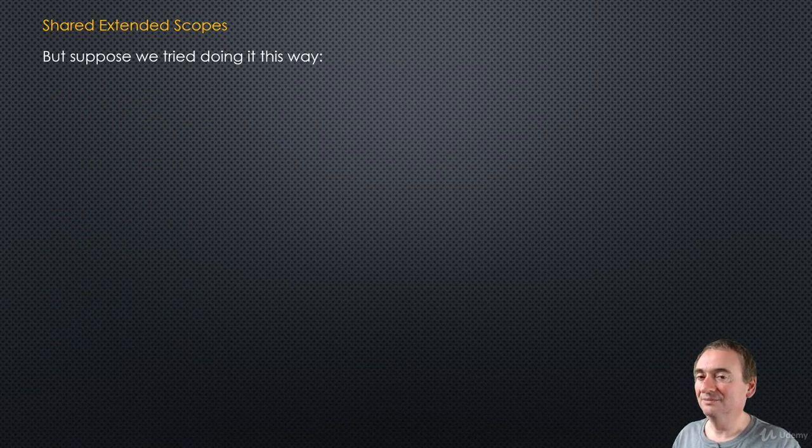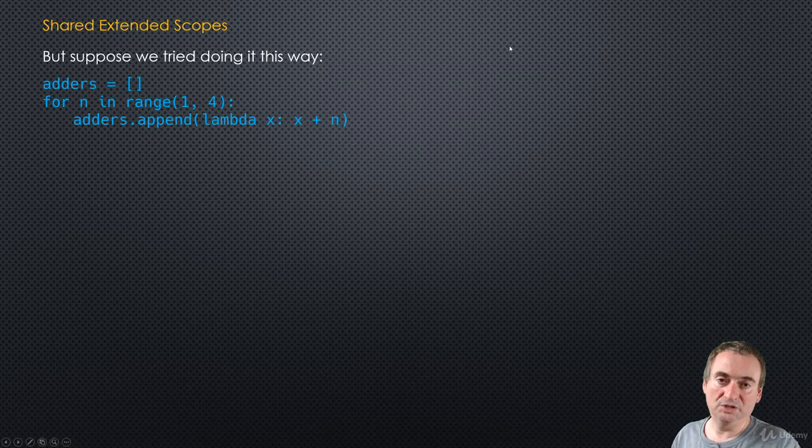But there's a caveat. Let's say we tried it this way. So I'm going to create this empty list adders, and essentially adders is going to contain my closures, and I'm going to build those closures inside a loop. I'm going to create a loop for n in range 1 through 4. So it's going to go 1, 2, and 3, right? n is going to start at 1, and then the next iteration, n will become 2, and then n will become 3. You'll notice I'm saying n will become. It's not creating a new n every time this iteration runs, right?